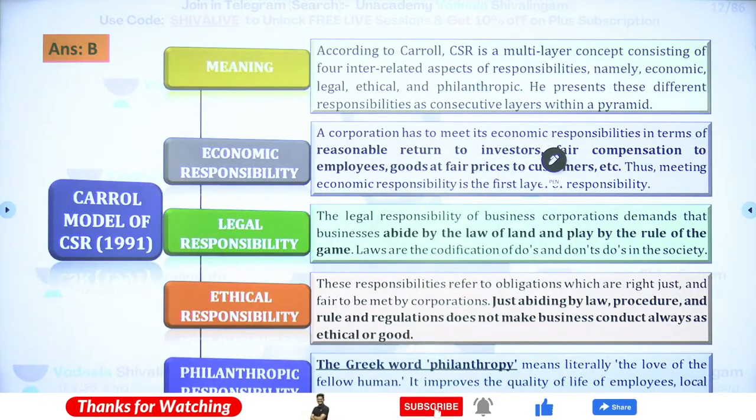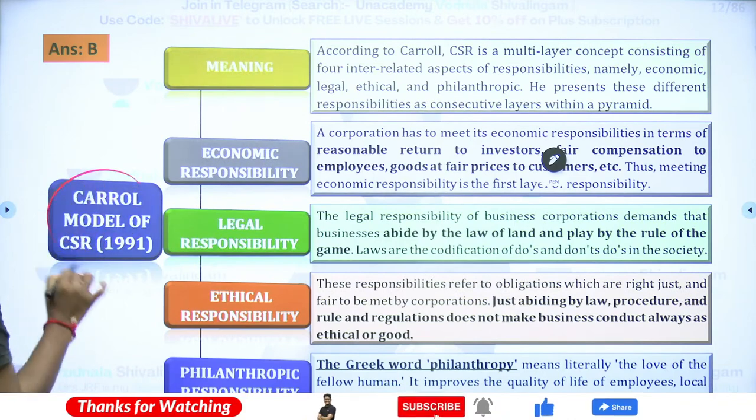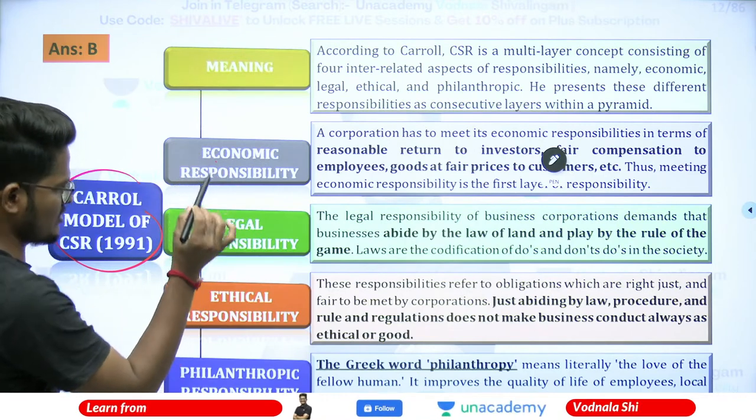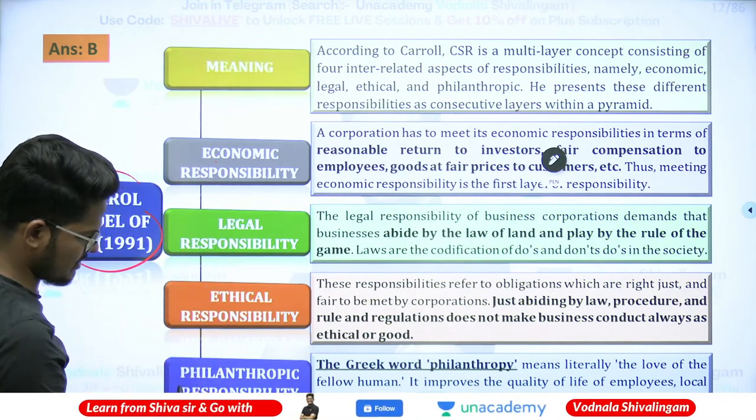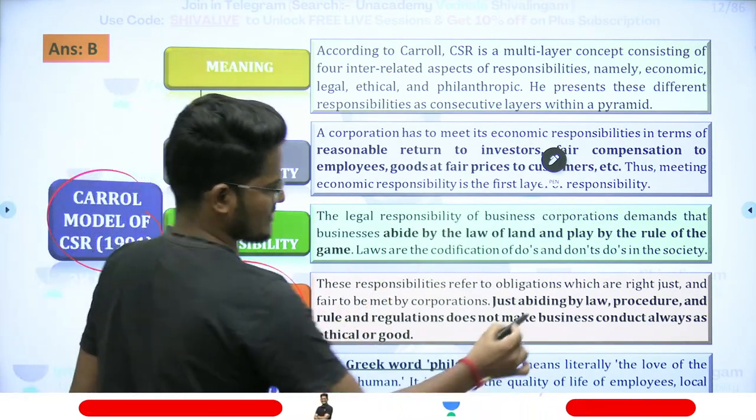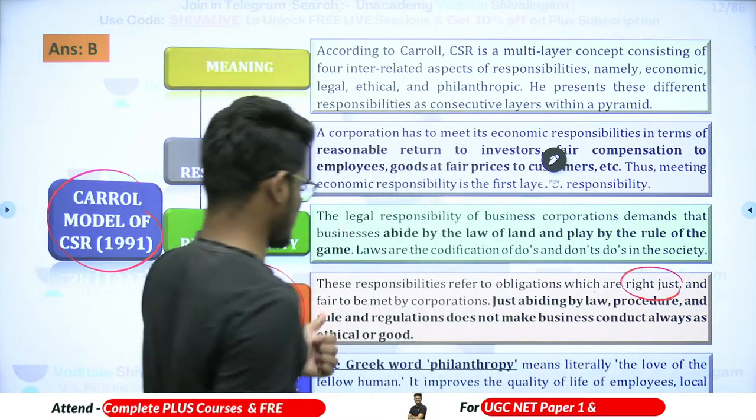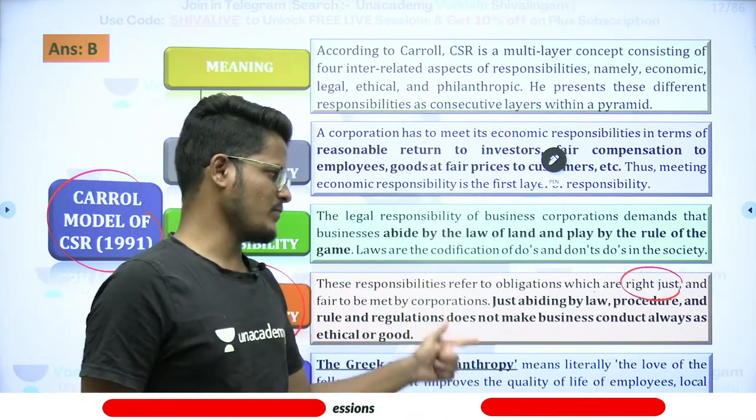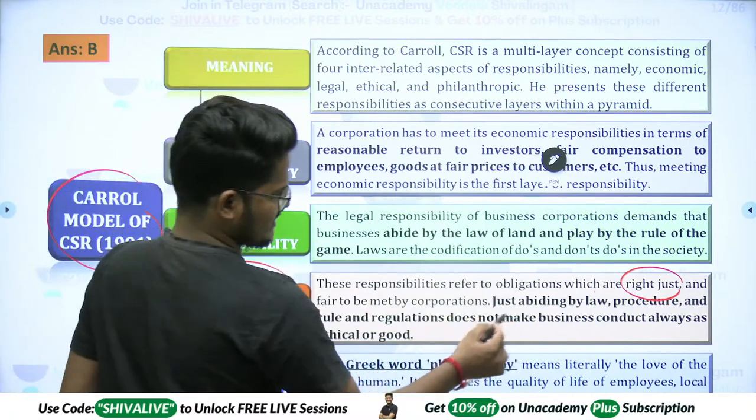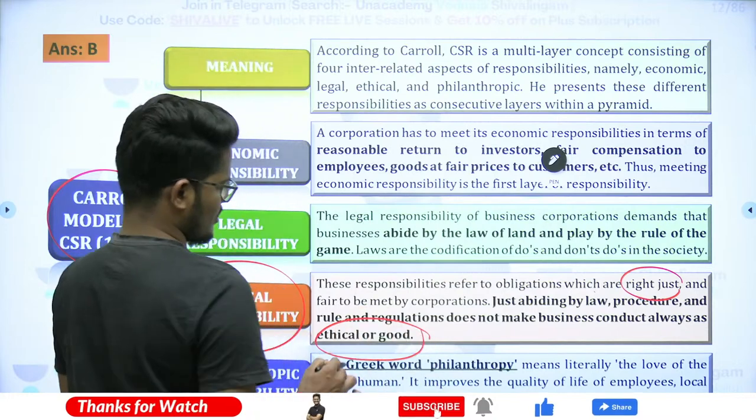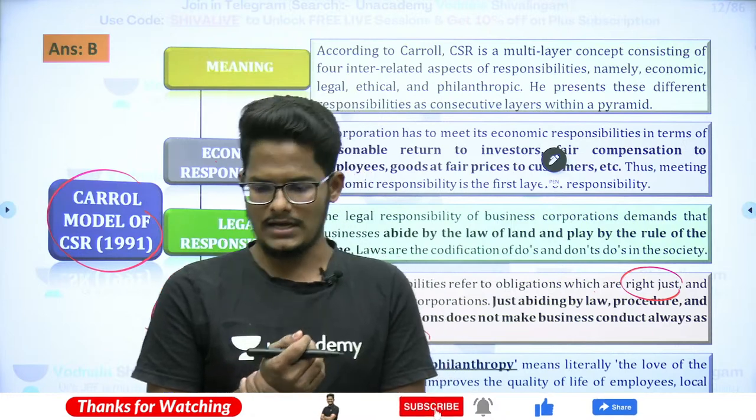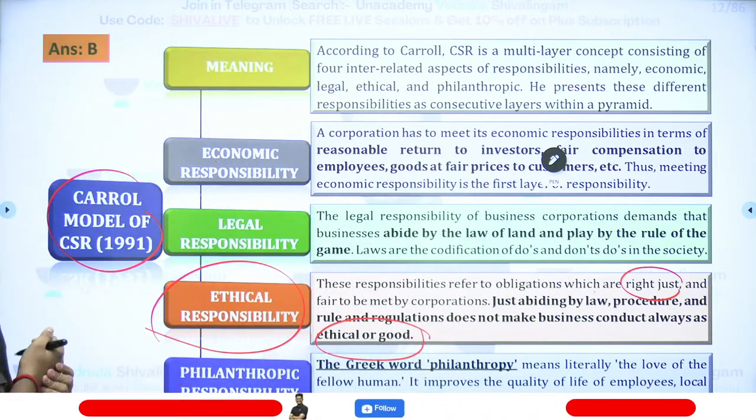So there are four responsibilities as per the Carroll model of CSR: economic responsibility, legal responsibility, ethical responsibility, philanthropic responsibility. They're asking about the ethical one. Ethical responsibilities refer to obligations which are right, just and fair to be met by the corporation. Abiding by the law, procedures, rules and regulations does not always make business conduct ethical or good. So here we should go in an ethical way, which will improve the value of the organization. In that way only our activity should be conducted.